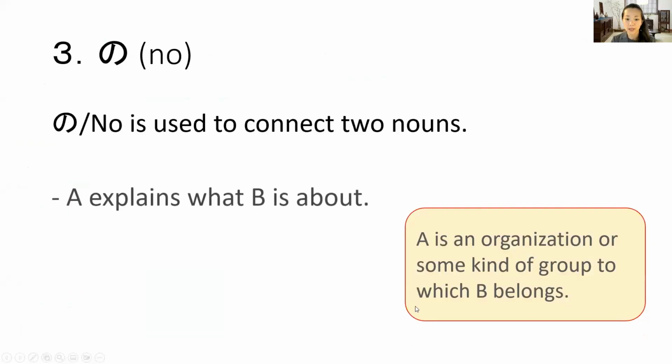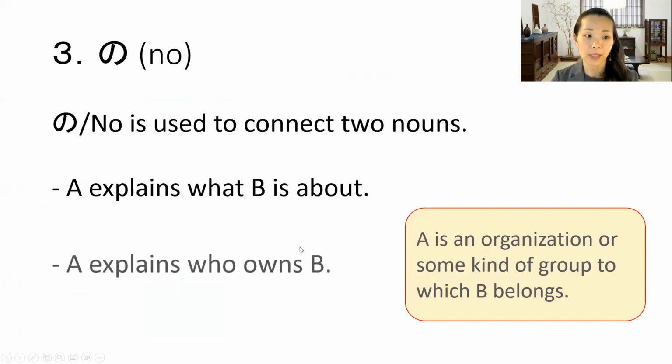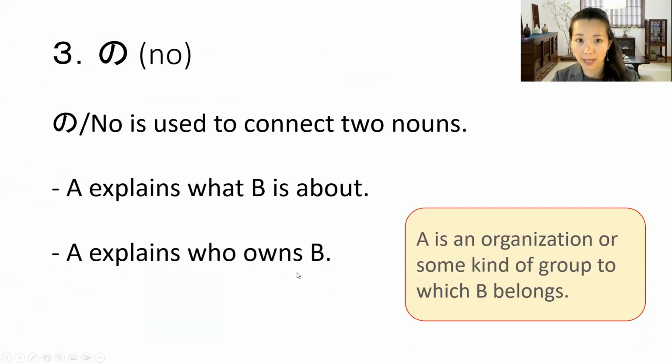Japanese particle の is used to connect two nouns. If you say A の B, A explains what B is about, or who owns B. I'll show you the slide. So that's the explanation about the particle の. A is, for example, an organization or some kind of group which B belongs to. Then A explains who owns B.